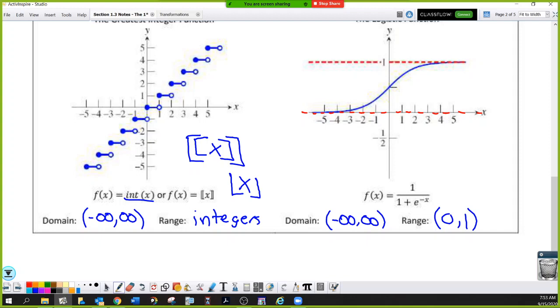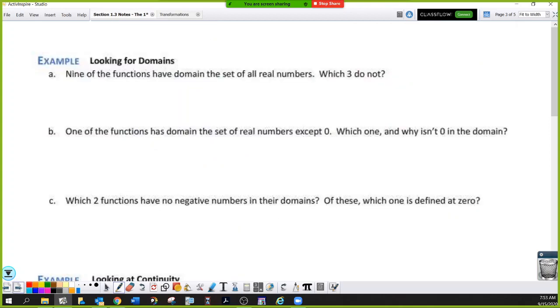And that's it. So we are just going to talk about these properties now. Nine of the functions have the domain of all real numbers. Which three do not? We legitimately are just going to list the three whose domains are not all real numbers. I can't remember if I did this with words or if I just wrote out the equations. It'd be easier to do it with words, I think. Oh, good, I did it with words. The three whose domains are not all real numbers.